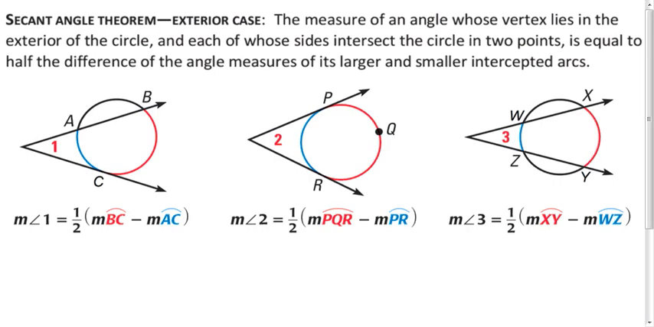And this holds for other cases where we have tangents involved. So here's the case we just proved with two secants, but it also holds if you have two tangents, or if you have a secant and a tangent. You just subtract the measures of the intercepted arcs and divide it by 2, or multiply it by 1/2. And always make sure that you put the larger arc first, or else you're going to get a negative angle.